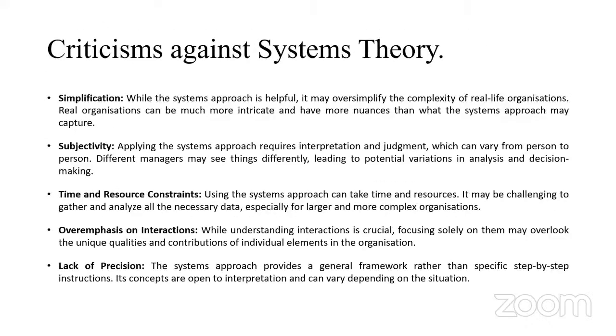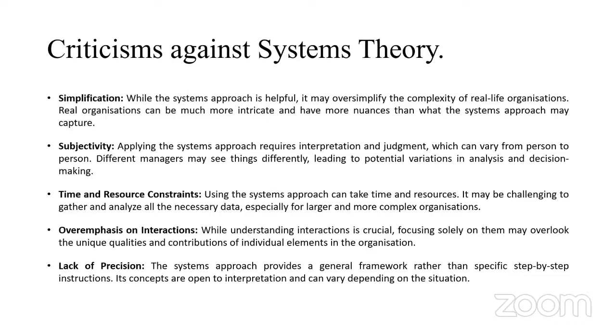But though we discussed all these points of systems theory, there are a number of criticisms against systems theory. There are a number of limitations that people talk about as far as systems theory is concerned. So what are those criticisms? The first one is simplification. This criticism states that though the systems approach may be very helpful, it oversimplifies the complexity of real life organizations. Real life organizations are much more intricate, they have more nuances than what the systems approach can actually tell us. So oversimplification is one criticism.